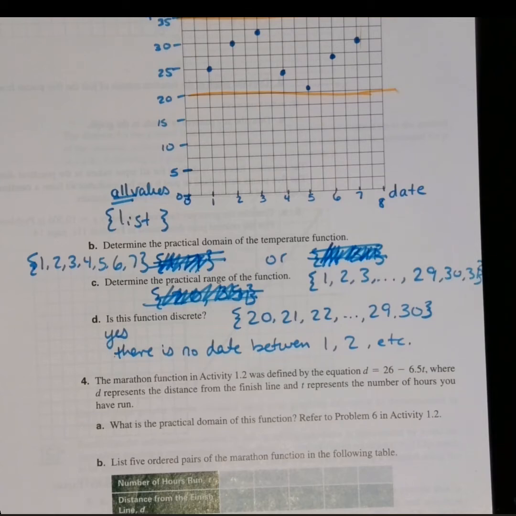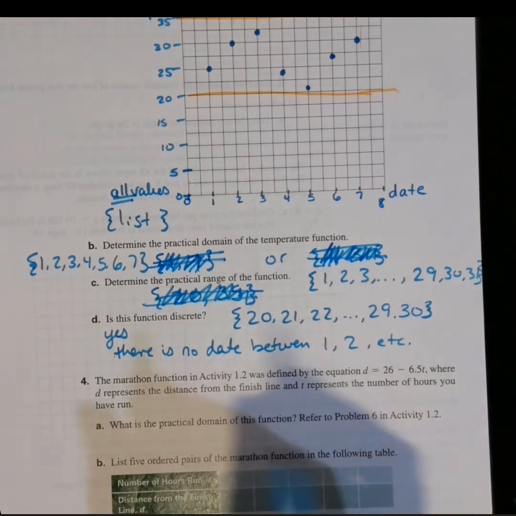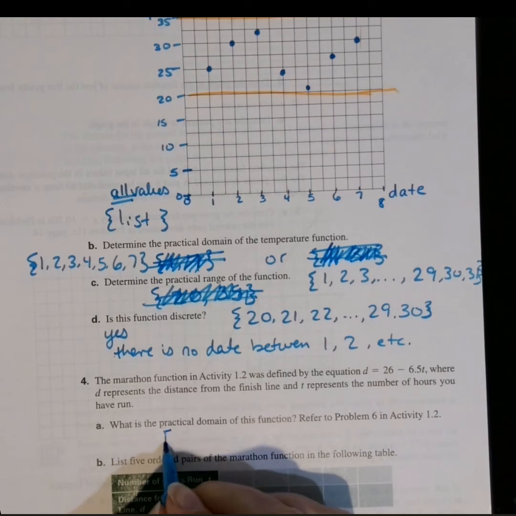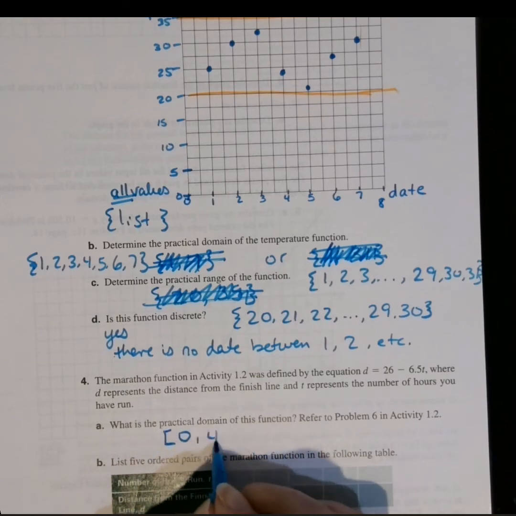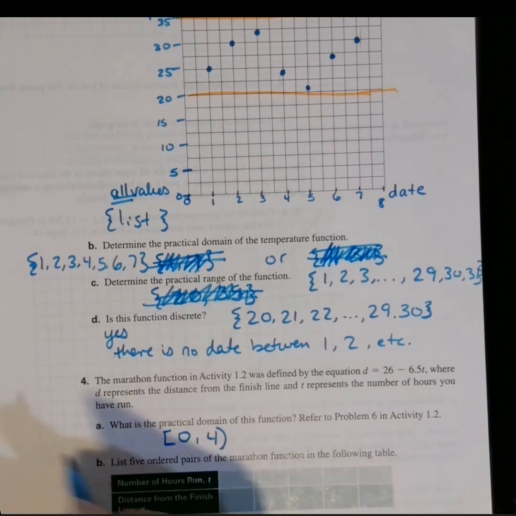All right, so number 4. The marathon function in activity 1-2 was defined by the function d equals 26 minus 6.5t, where d is the distance from the finish line and t is the number of hours you have run. What's the practical domain? Okay. We said it was between 0 and 4, and this is continuous.